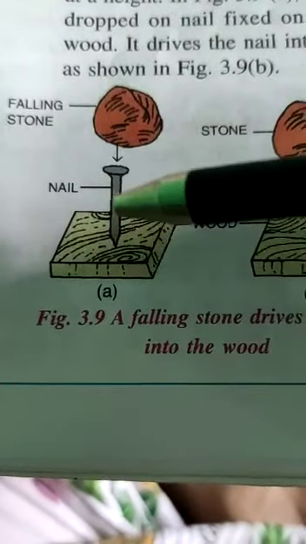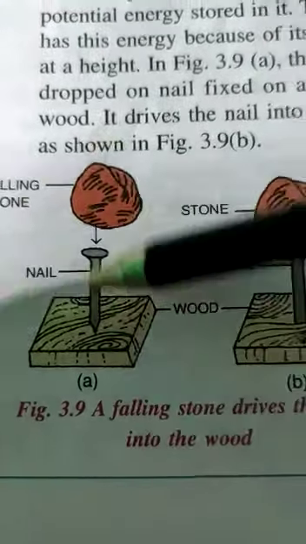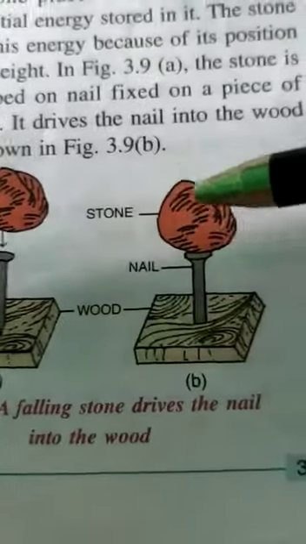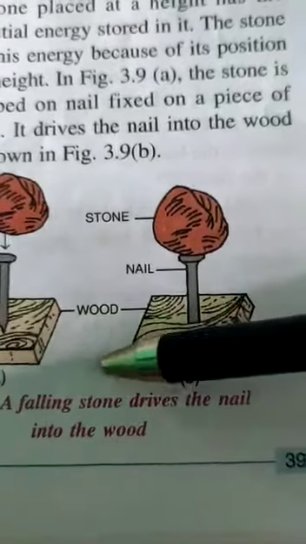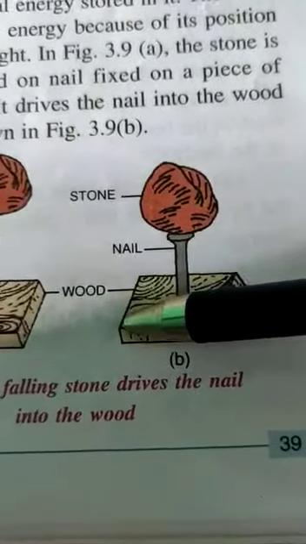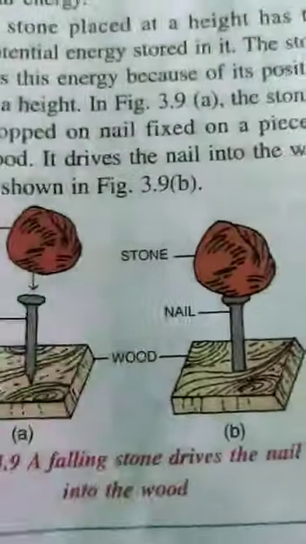It drives the nail into the wood. Okay, it will go into the wood. Then this will throw up ahead of the nail like that. So this falling stone drives the nail into the wood, means potential energy converted into kinetic energy. Clear, children? I hope it is clear to you.